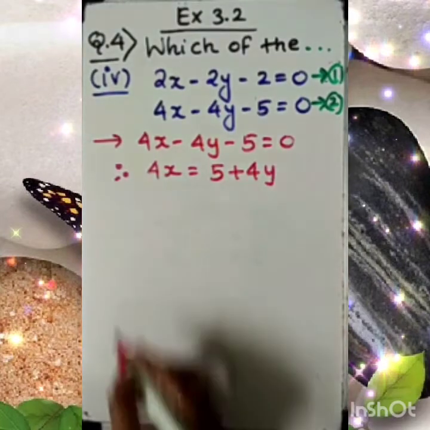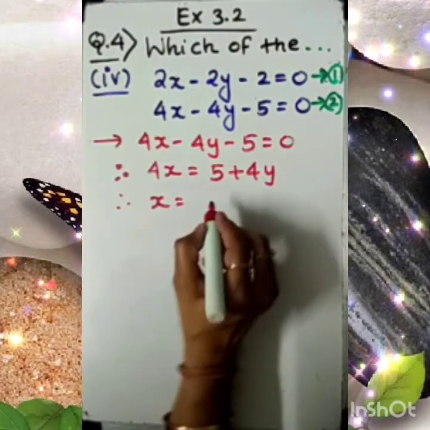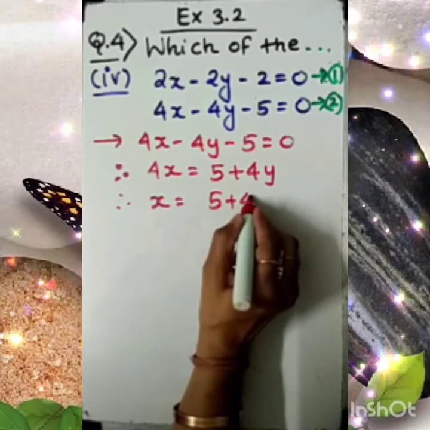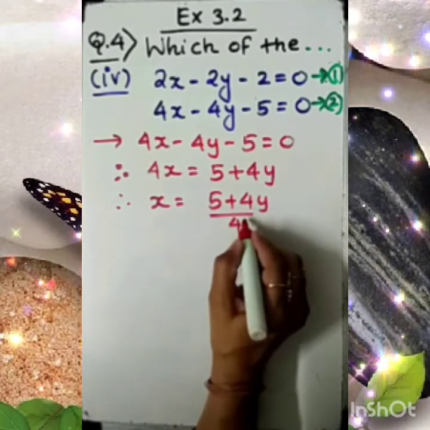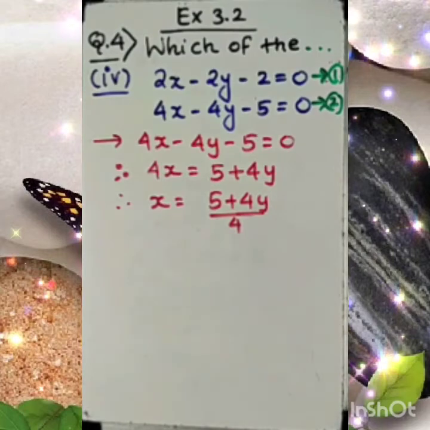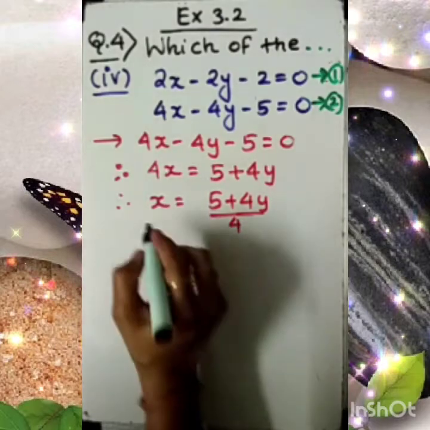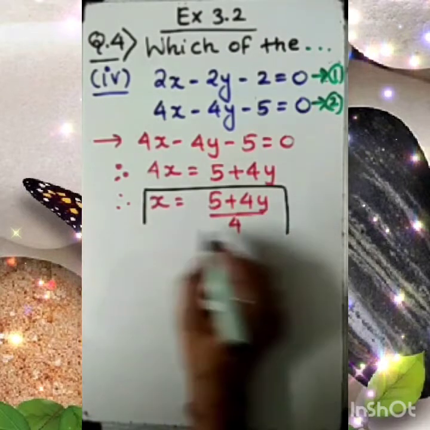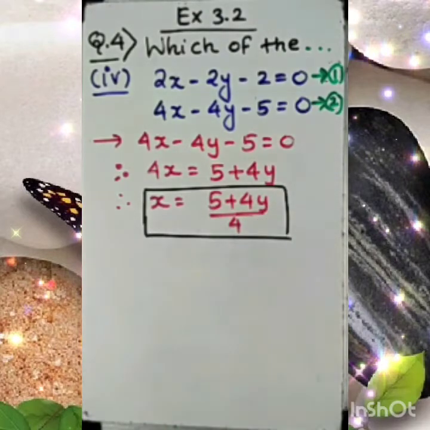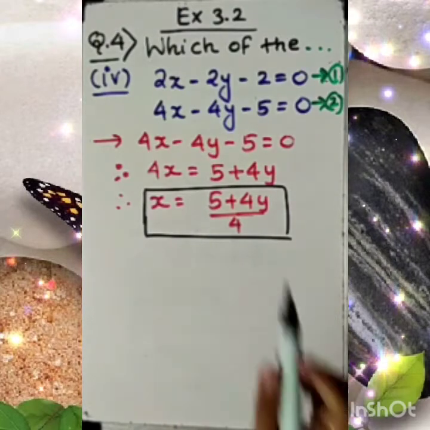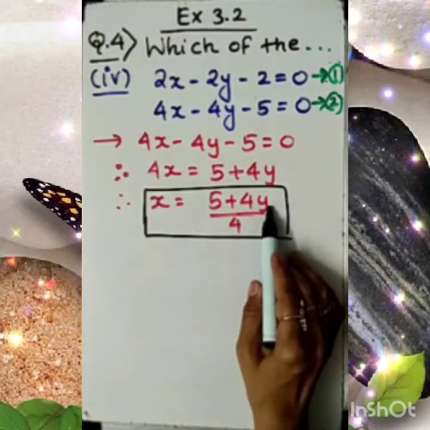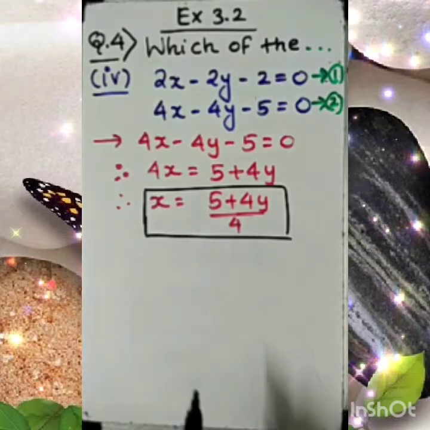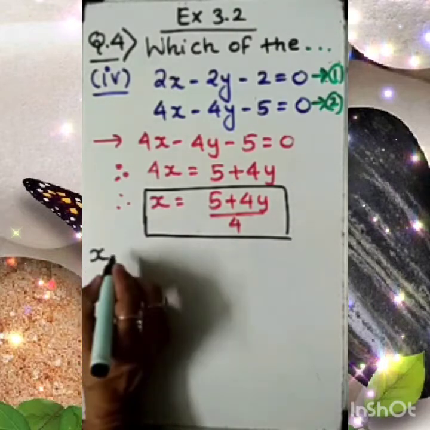Clear to you? Now let's make x the subject. So I should have (5 plus 4y) upon 4. Clear? But there is no common factor in the numerator, so we can't proceed further. So the value of x, let it be as it is. Now for this equation, for different values of y we will choose, and we will get the value of x. So let's work it out.